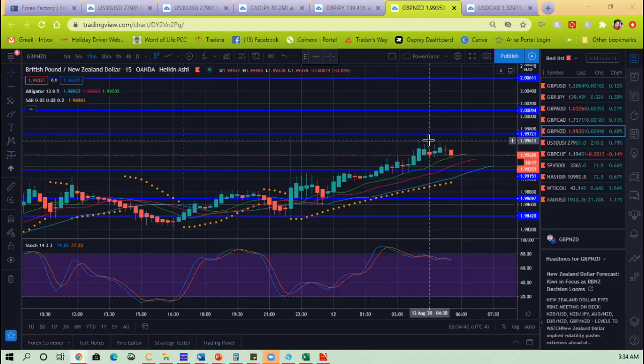So you want to wait, let it finish its pullback, then you can get into it for a buy. So this will be another good one to put on your watch list and see when it finishes doing what it's going to do, when it finishes its pullback, and then you can get into the market.